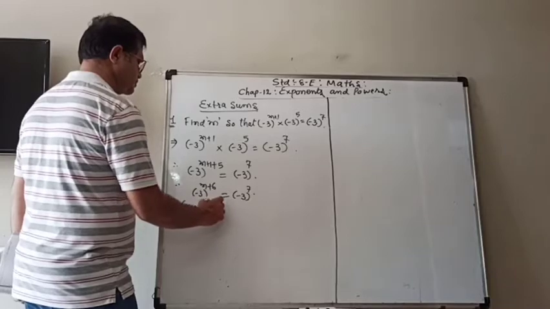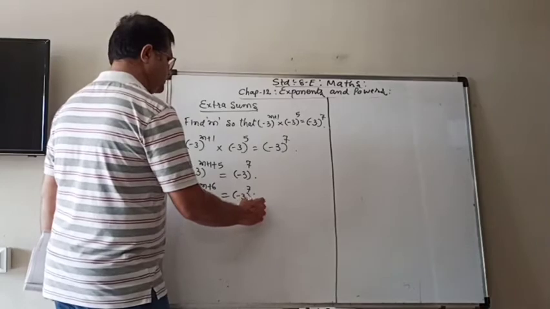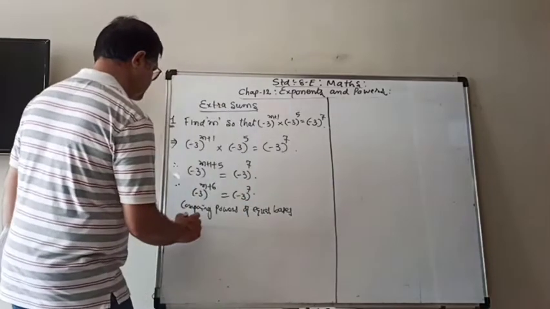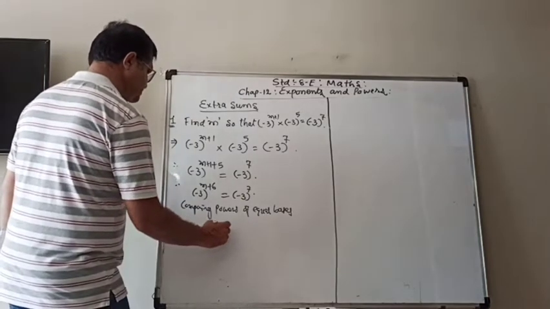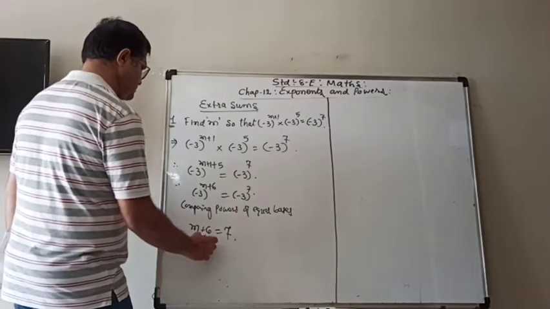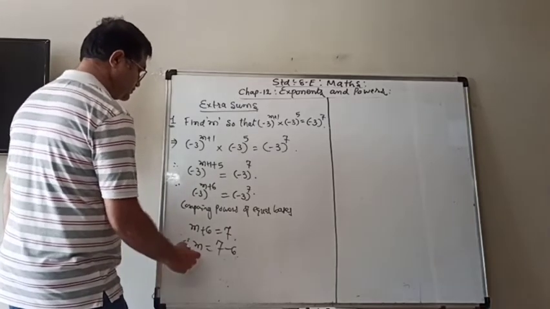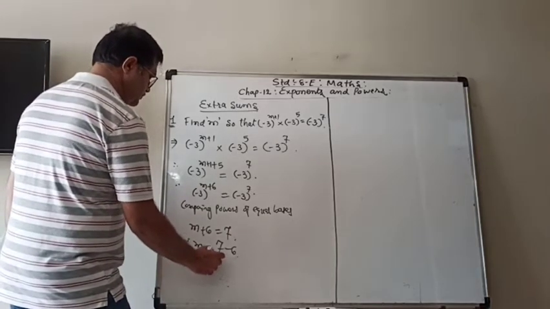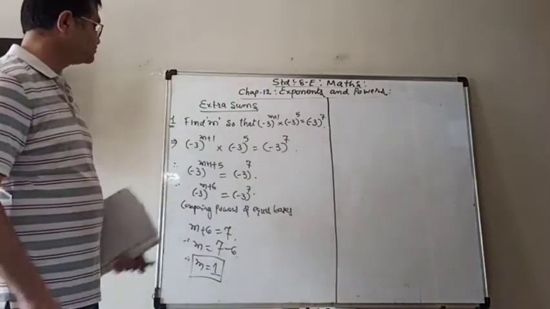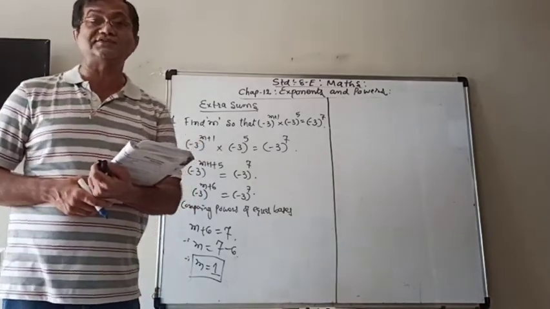Comparing powers of equal bases. So we get m plus 6 is equal to 7. And therefore m is equal to, plus 6 will go that side, 7 minus 6. So the value of m is equal to 1. Let's do another sum.